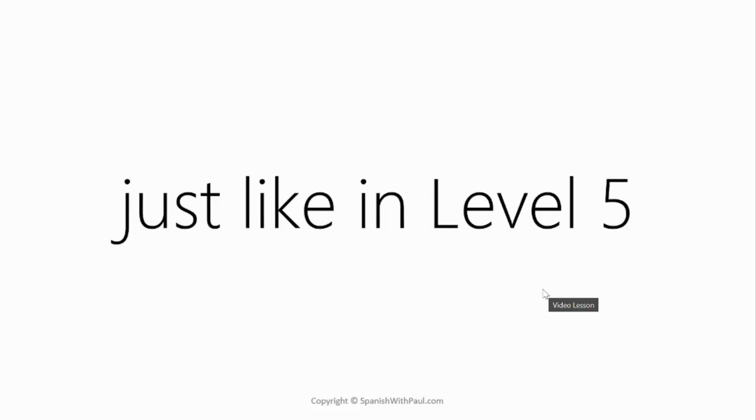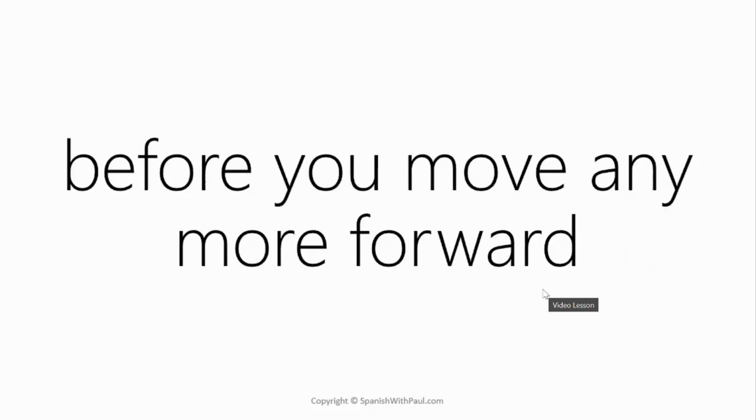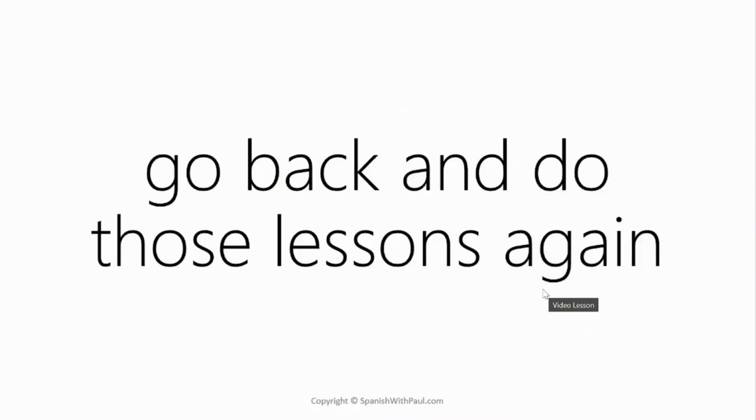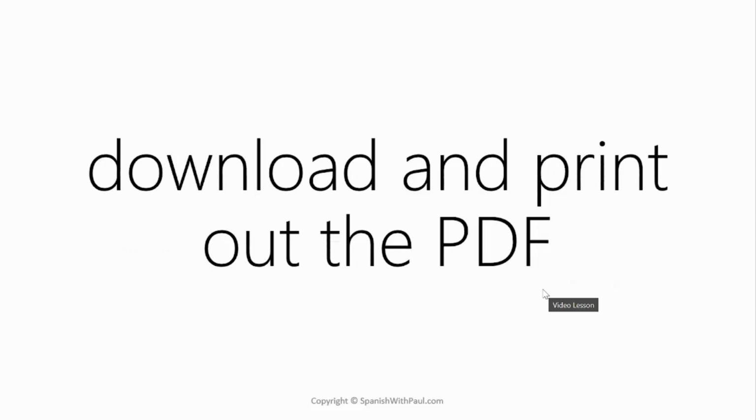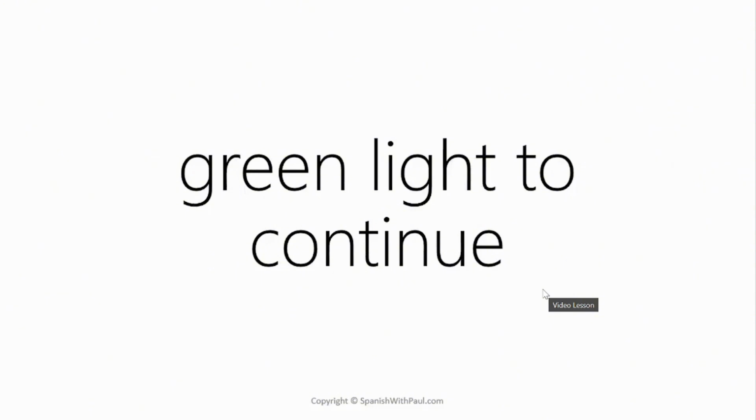And just like in level 5, it's very important that you master this module before you move any more forward with the course. If you find that there are things you've forgotten or things that you don't understand, it's a sign that you need to go back and redo those lessons or those modules or even that entire level again. Once you've completed this module, make sure that you download and print out the PDF that goes along with it. I want you to practice the translations until you can do each one on your own without too much trouble. At that stage, you once again have the green light from me to continue with the rest of the course.